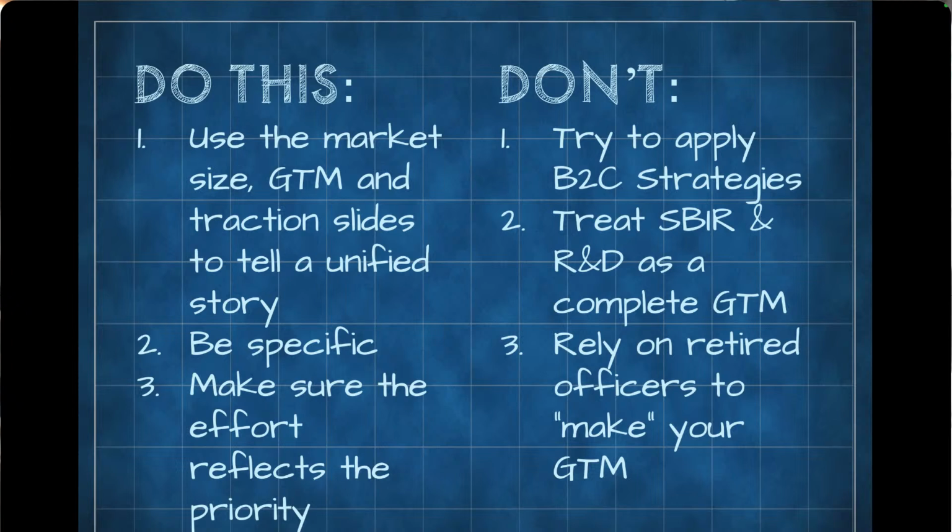And then number three, don't rely on retired general officers to make your go-to-market strategy happen. I meet people all the time who say, oh yeah, I've got General so-and-so on my board. They're going to get us into all of these acquisitions programs. That works great if you're Lockheed Martin and you're trying to do billion-dollar sales of stealth fighters and whatnot. Yeah, cool. That's a good strategy.